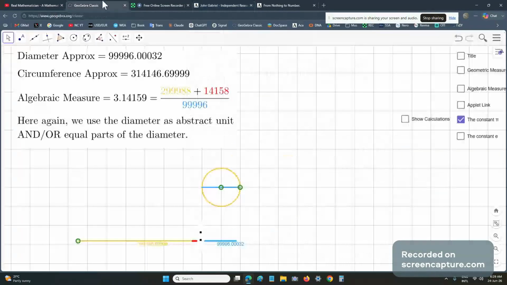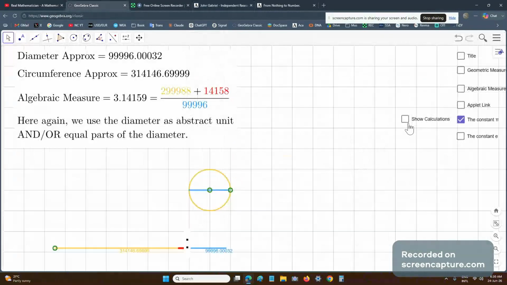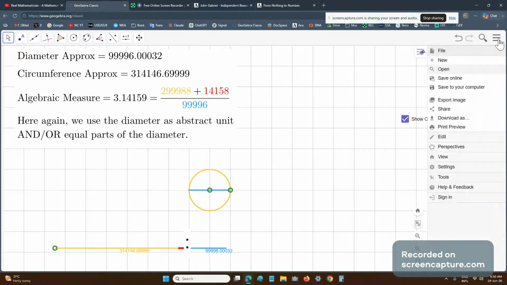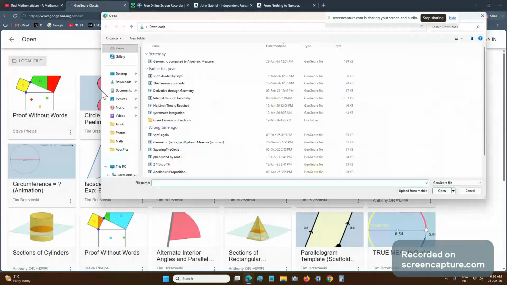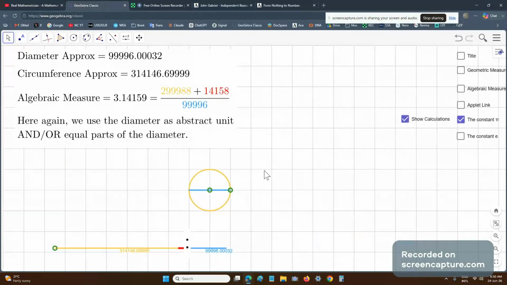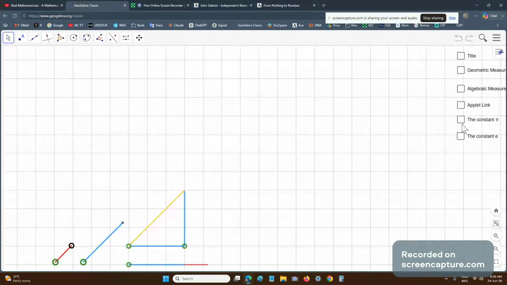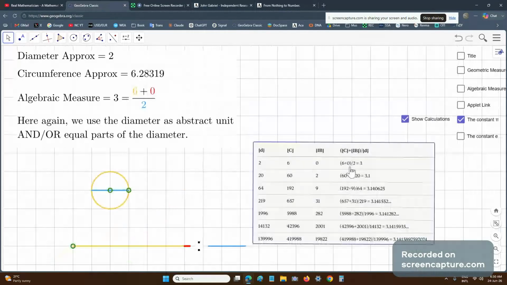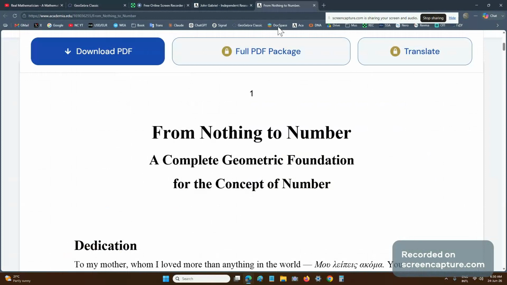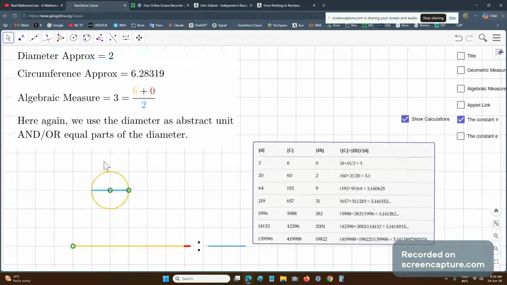I'll also place a link to this applet. And here, by the way, I did. Now you won't see it. You won't see the calculations here because what I've done is I've zoomed out. So when you do that, you have to start all over again. So if I say that, these are the calculations, okay, which are in this article from nothing to number.